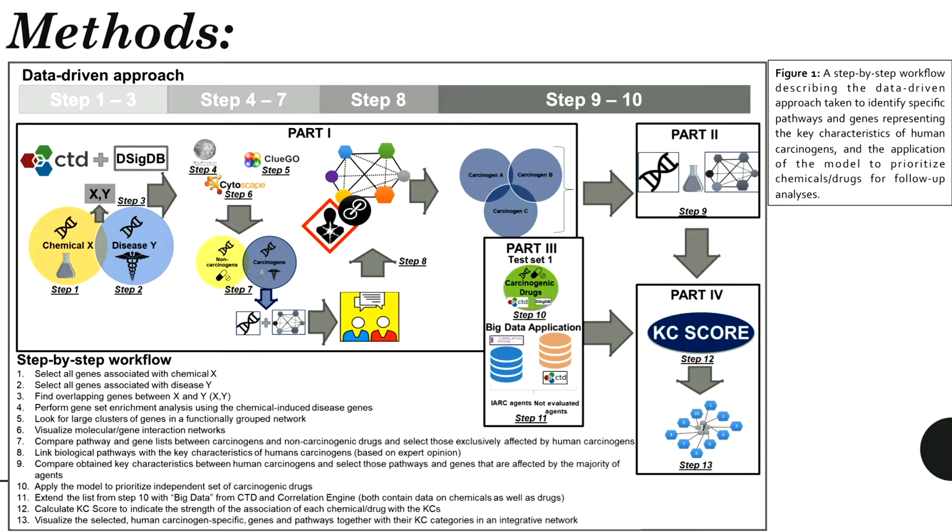Then, because we had information about carcinogens, we also wanted to know what non-carcinogens are doing. So we overlaid our data with information we had on non-carcinogenic drugs, and then we selected those pathways and genes that remained. Then we connected those with the key characteristics of carcinogens. We looked at whether there are any overlaps between the different carcinogens. Do we see a pattern here? And then we wanted to know which pathways and genes are affected by the majority of these carcinogens. Based on these, we performed the KC score calculation, and we validated our approach using 3 different databases.